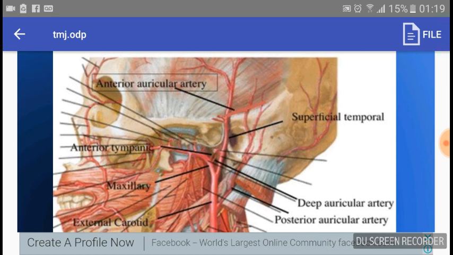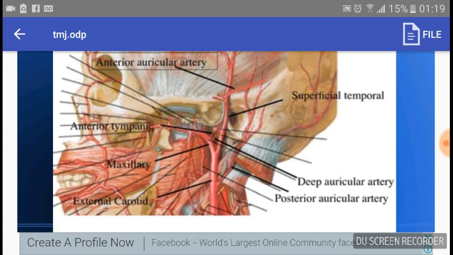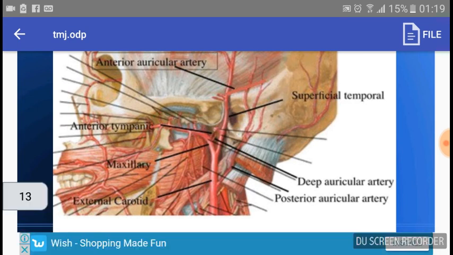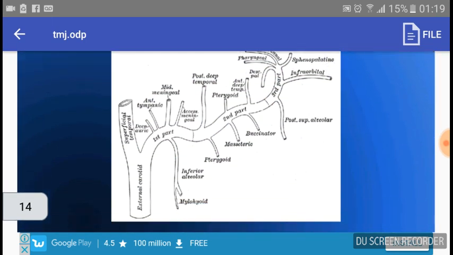So it spells basically SAD: superficial temporal, anterior tympanic, and deep auricular. So deep auricular here, anterior tympanic, and the superficial temporal. I hope you're following me so far. We're going to talk about the branches of the maxillary artery.